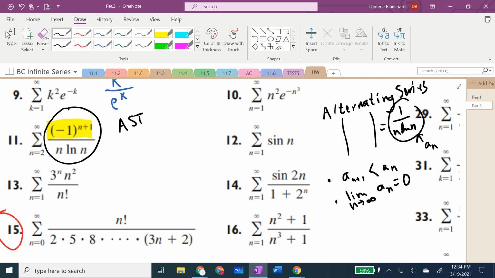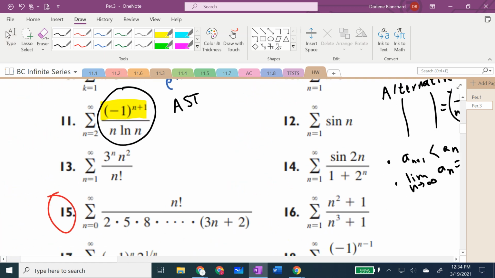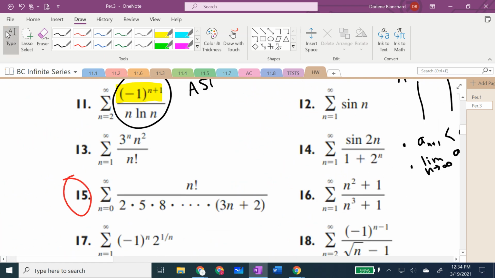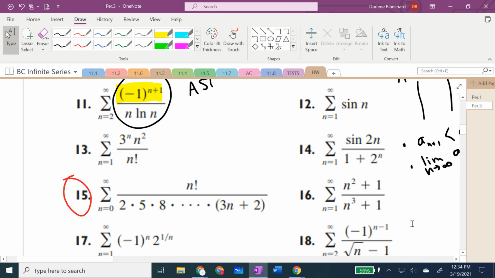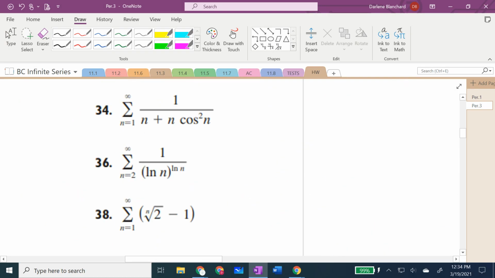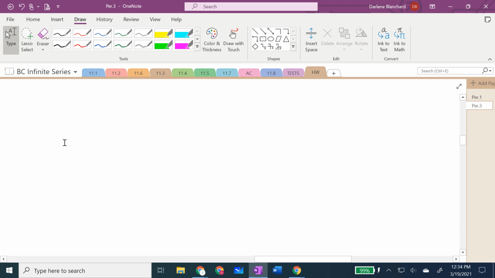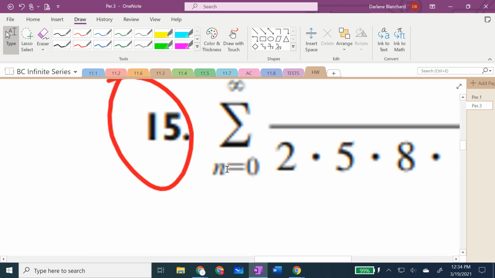With 13, does everyone see that is so screaming ratio test, it's not even funny? I don't know where that phrase comes from, that it's not even funny. Anyway, number 15, we've got to deal with that. I am going to actually grab that problem and I'm going to bring it over and just sit all the way through it.